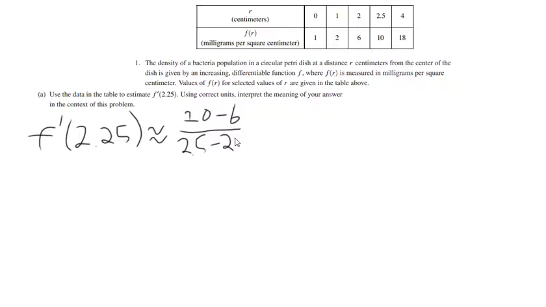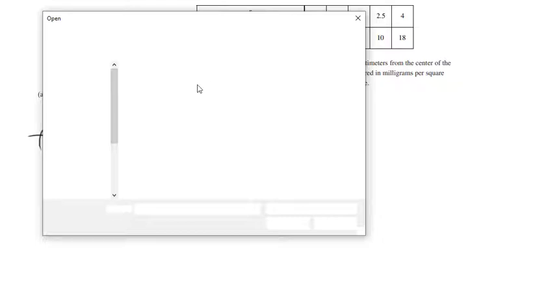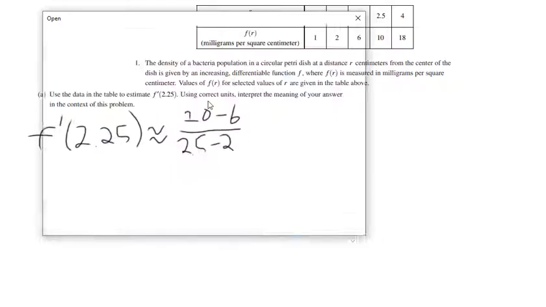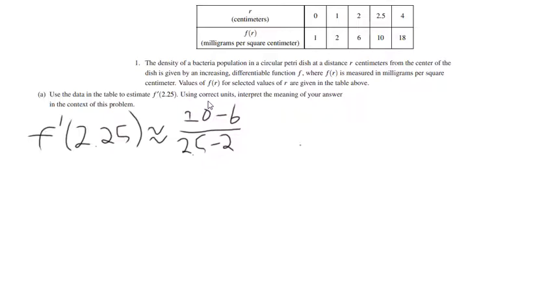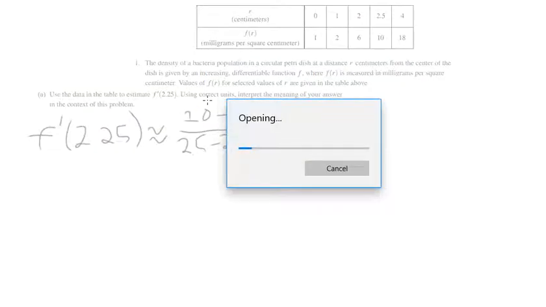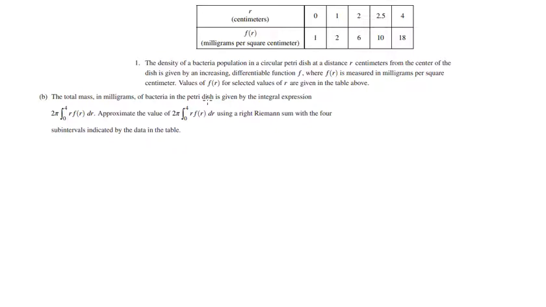Obviously, this answer right here does not need any simplification. You can just leave that exactly how it is. So here we have our part B. As soon as it comes up, you will see that we have to use a right Riemann sum to calculate this integral right here. We have the total mass in milligrams of the bacteria in the dish is given by this expression right here. So we're going to approximate this.